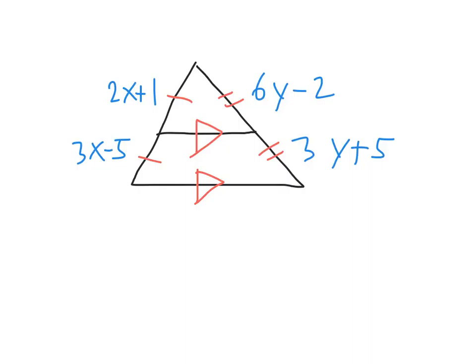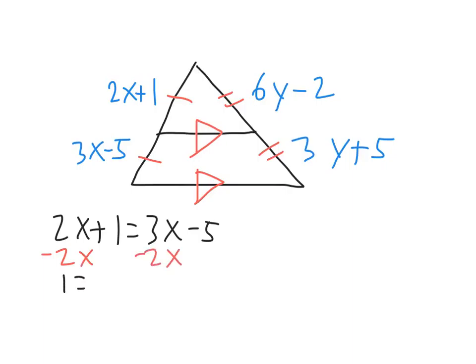And now we can just, in the first equation, in the first two sides, set them equal, solve for x. These two, set them equal, solve for y. So that gives us 2x plus 1 equals 3x minus 5. Subtract 2x from both sides. Gives us 1 equals x minus 5. Add 5 to both sides, and that gives us 6 equals x, or x equals 6.